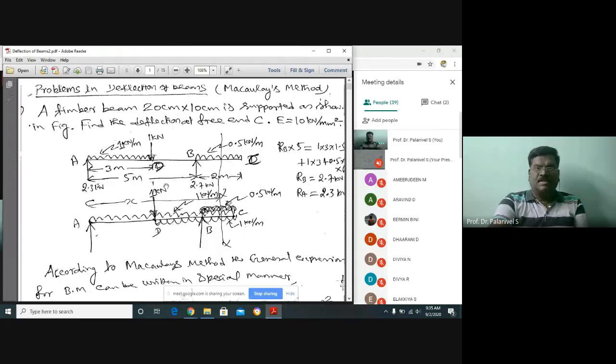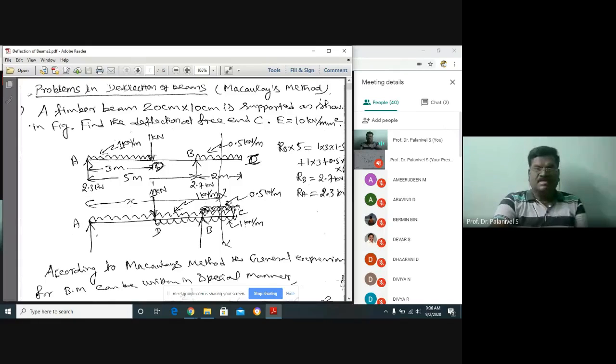No problem for the portion. When it comes to here, the UDL gets cancelled, isn't it? But 0.5 kN per meter is acting downward here. That is why this is a UDL. It's not striked out; don't mistake it. It is a UDL superimposed. Another UDL is acting here whose magnitude is 0.5 kN per meter.